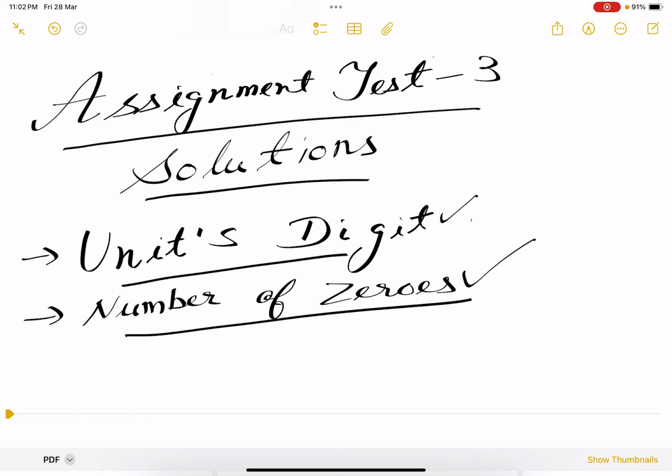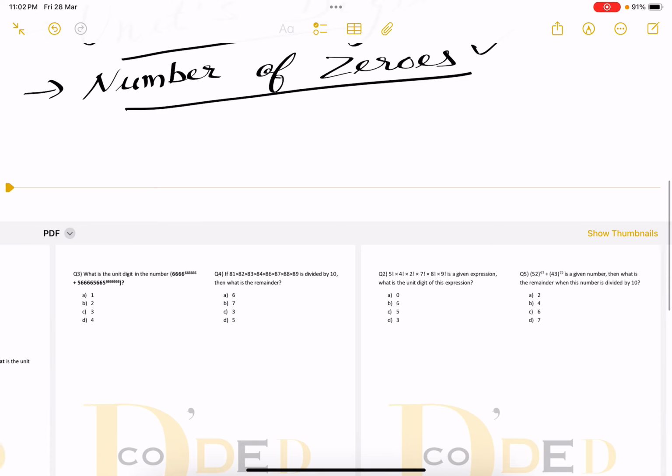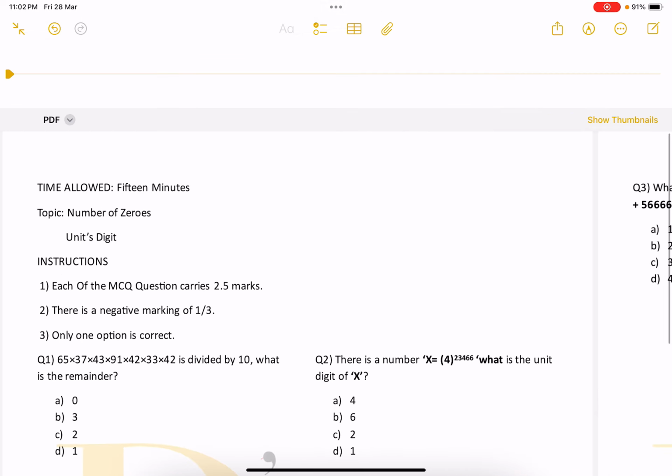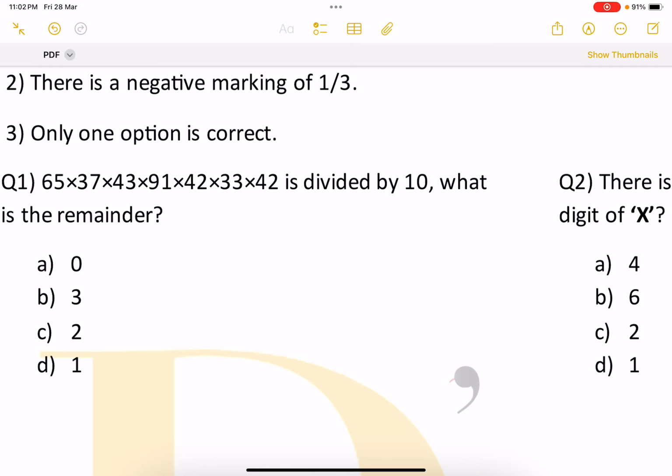So this test is about unit digit and number of zeros. Before doing this test, I would suggest you one thing: if you haven't watched the unit digit video and number of zeros videos on this channel, which are provided in the playlist, watch them. Okay, so without wasting further time, we'll try to solve the question: if 65 into 37 into 43 into 91 into 42 into 33 into 42 is divided by 10, then what is the remainder?